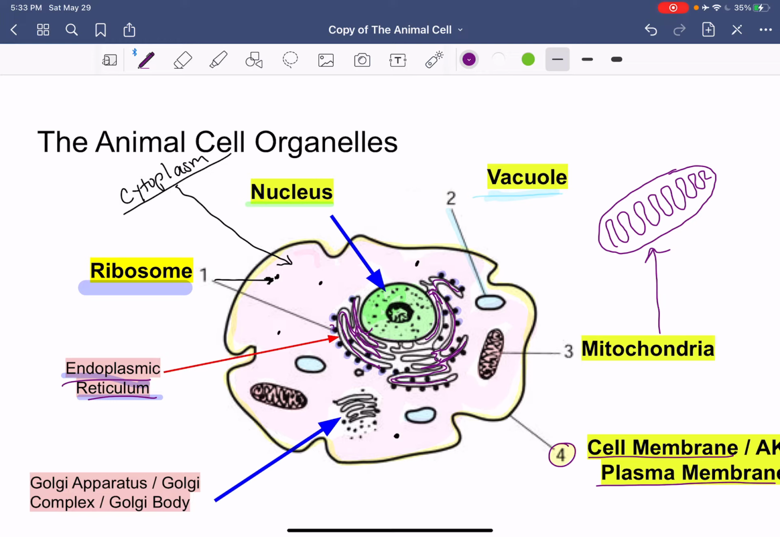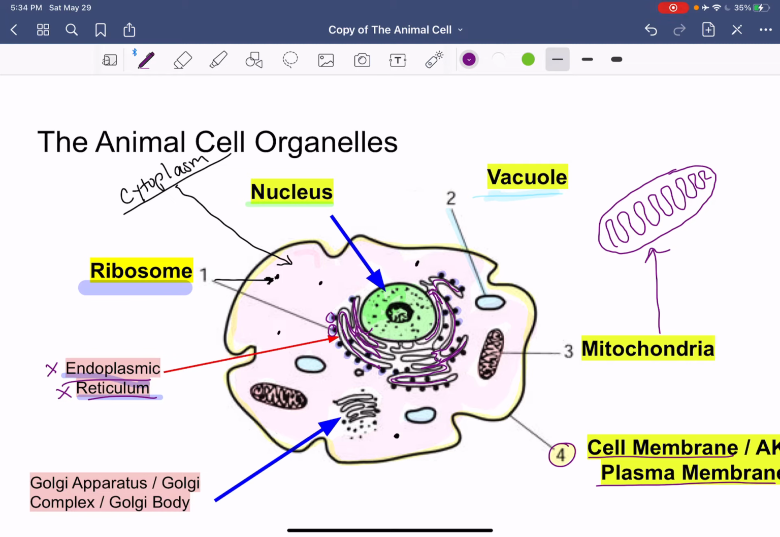The ones that have the ribosomes attached to it. Now, the reason why I have the endoplasmic reticulum highlighted in red is because it's one of those organelles that is not usually talked about on the test. If it is talked about, it's probably in a reading comprehension where it has a lot of information.